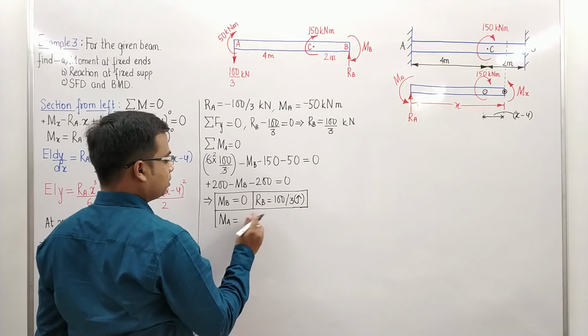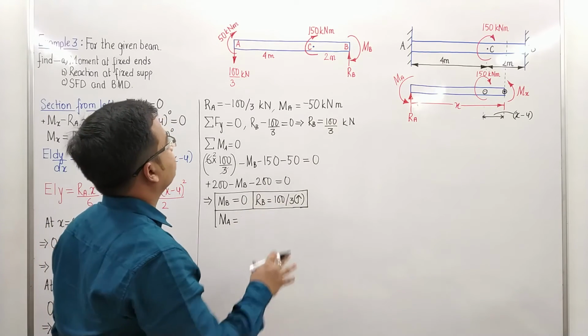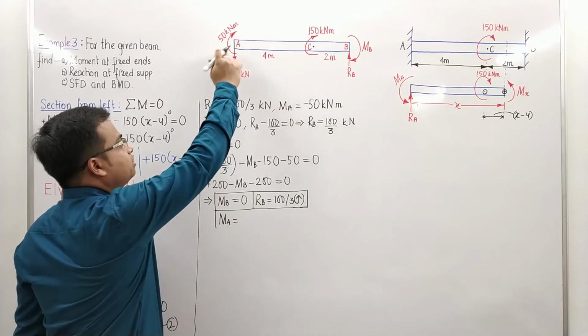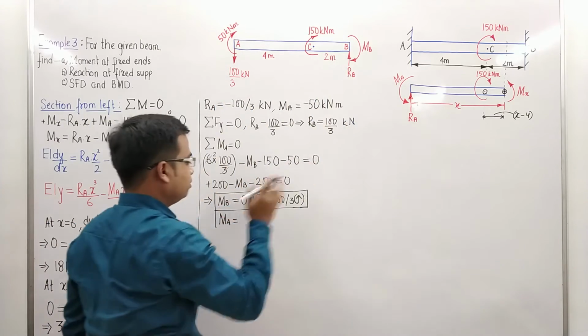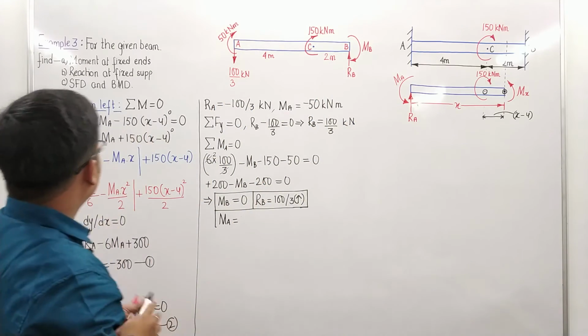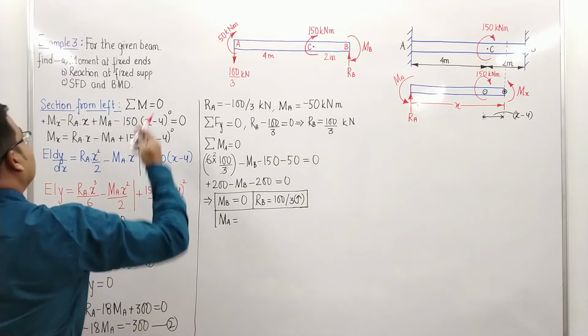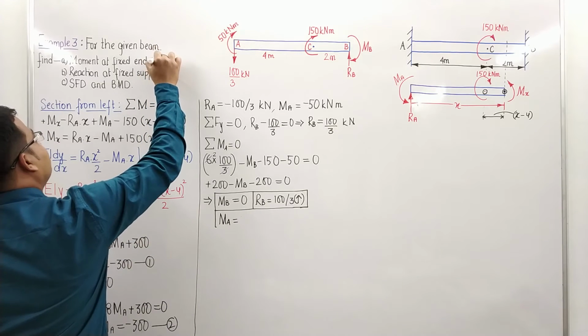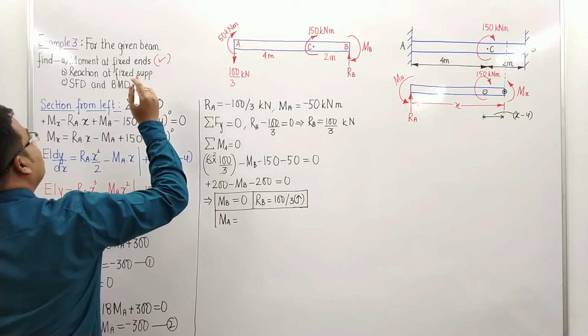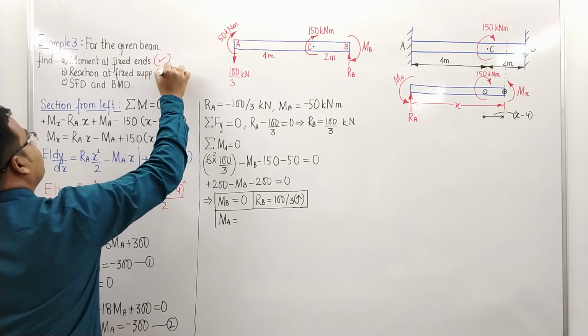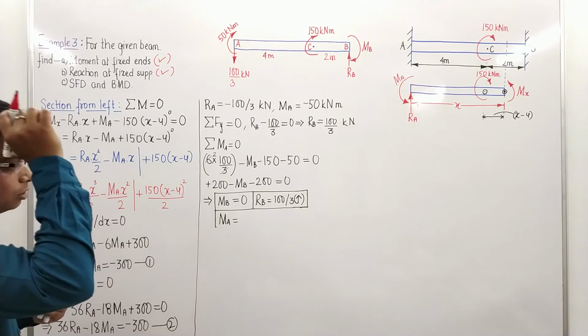50 kNm. Okay, now forget about all those things. You have put it up over here. These directions are correct. These directions are also correct. You don't need to write all these answers. So the first 2 points are done. First 2 points said moment at fixed ends. That's done. And this reaction at fixed support, this is also done.